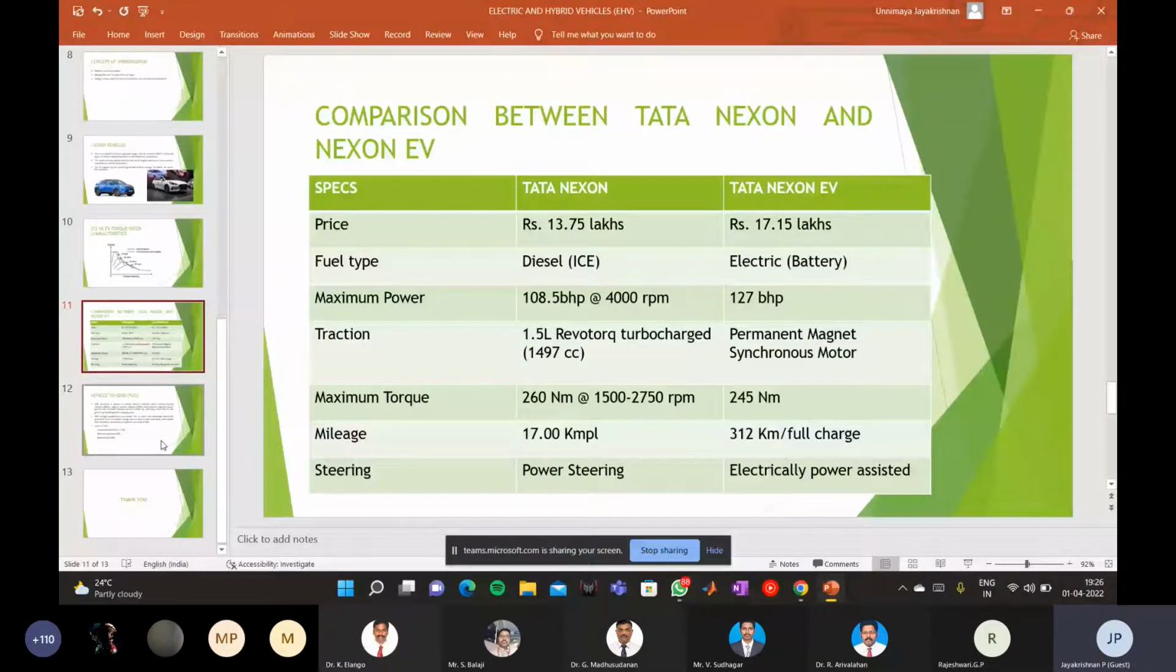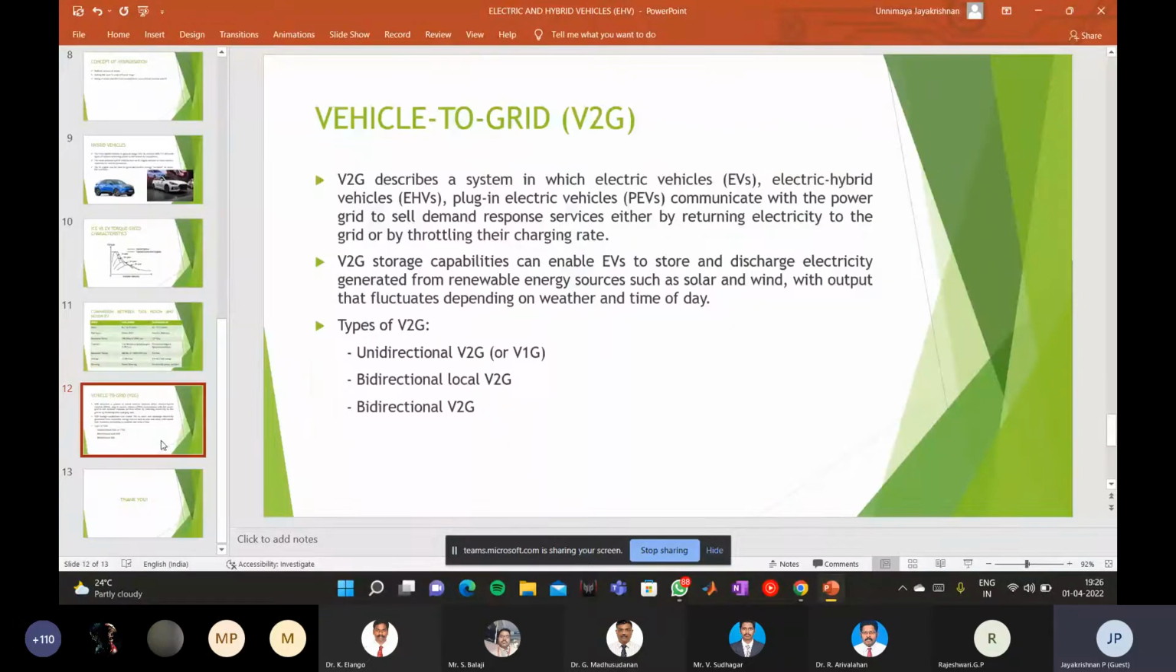And next is the vehicle to grid, V2G. This is where we can take the power from electric vehicles, electric hybrid vehicles, or plug-in electric vehicles, and they return the electricity to the grid by throttling the charge rate or regenerative braking.